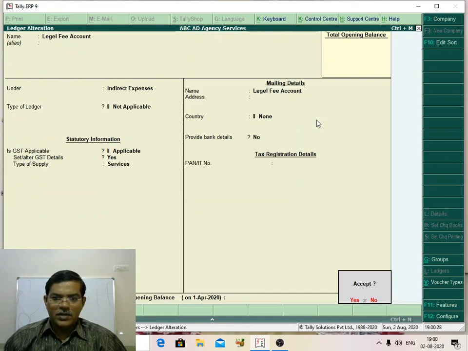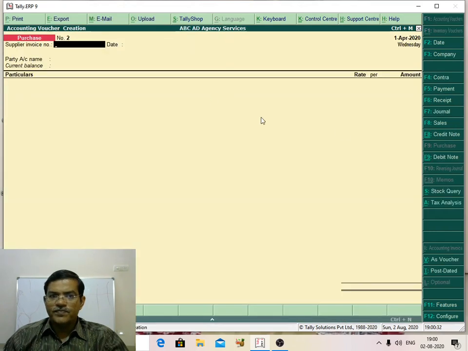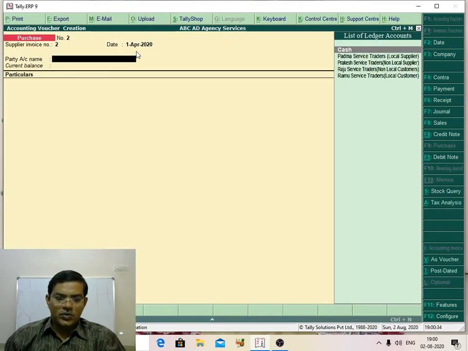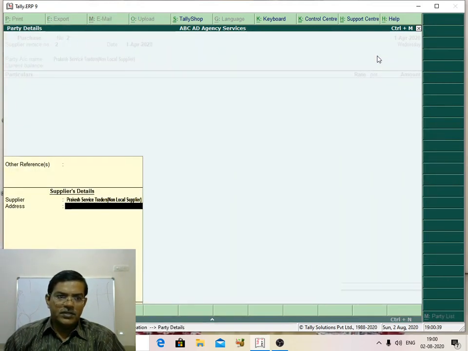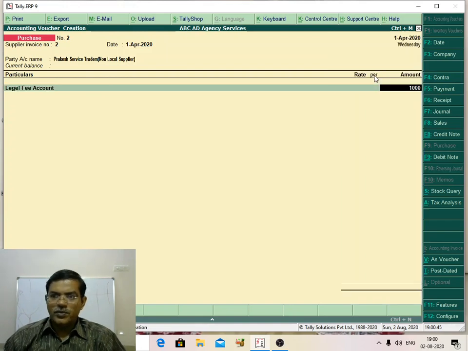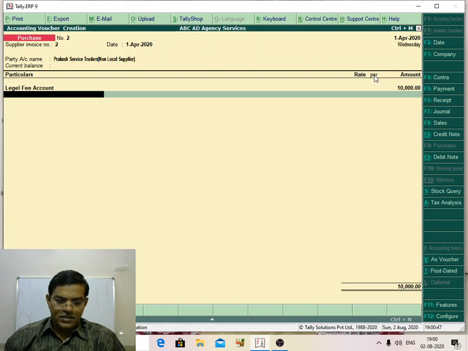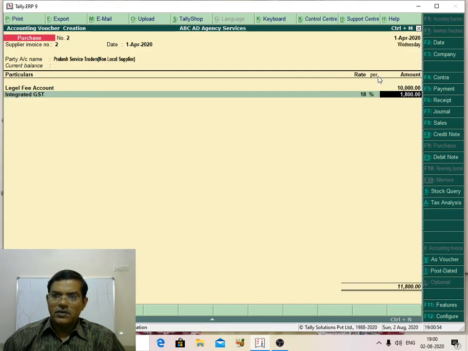Okay, so again I post the transaction as an interstate transaction. Purchase voucher number 2, Prakash, non-local supplier. I am taking the services as legal fee, 10,000 rupees. Here integrated GST 1800 rupees, by default the system has calculated, right? So it's an interstate transaction.